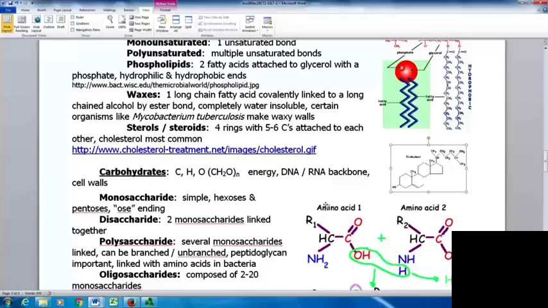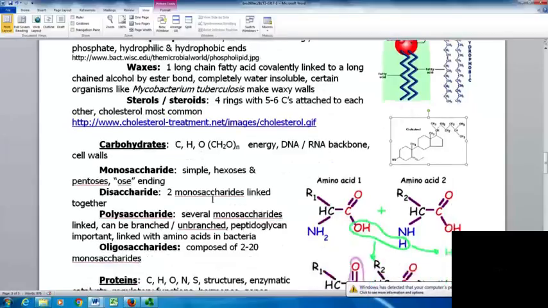Carbohydrates, these are going to be made up of carbon, hydrogen, and oxygen. They're going to be in the proportions of 1 carbon, 2 hydrogen, 1 oxygen. This little n here is going to represent how many carbons you have in there. So you have a triose, which is going to be 3 carbons in there. You would have 3 of everything in the parentheses. So it would be C3H6O3. They're used for energy. They make up the DNA and RNA backbone, as well as a component of cell walls.